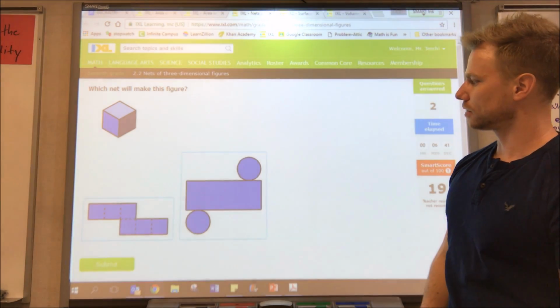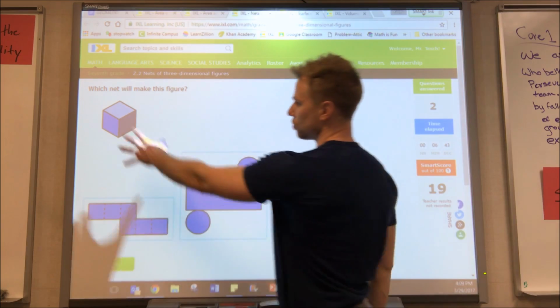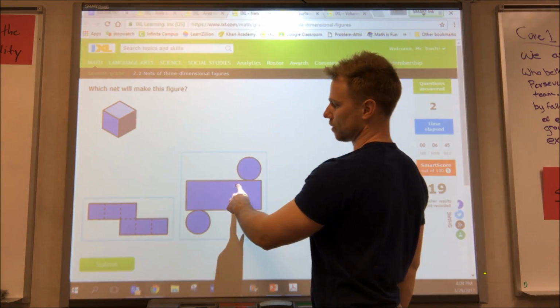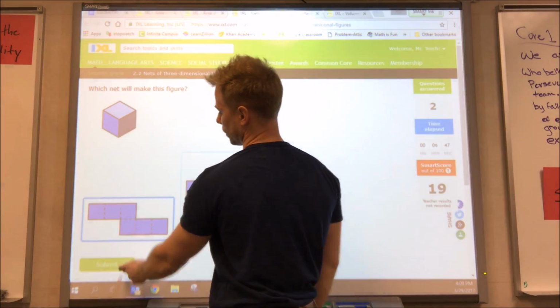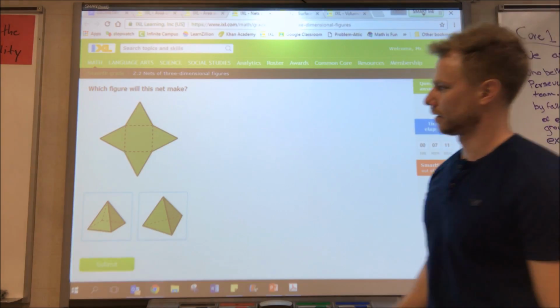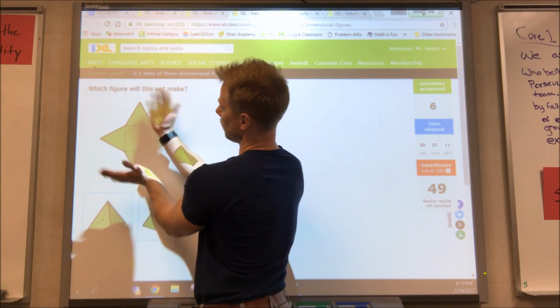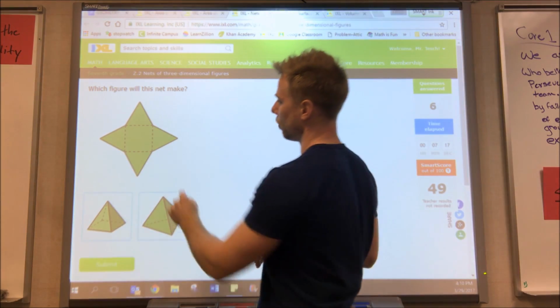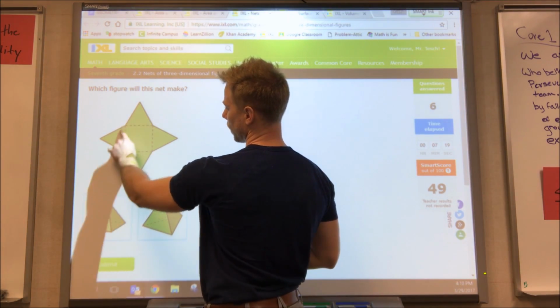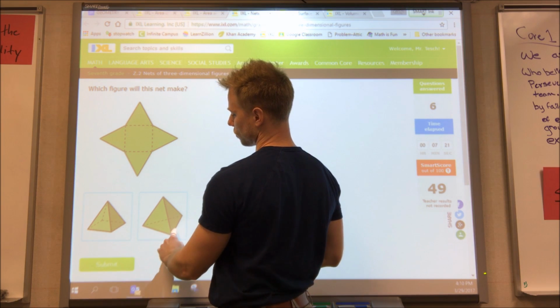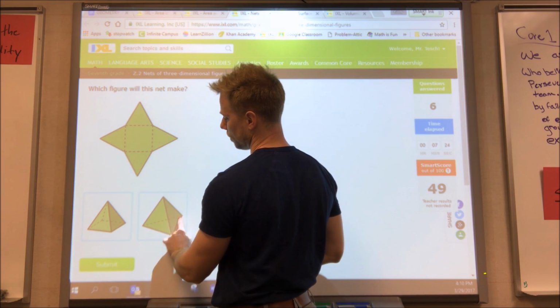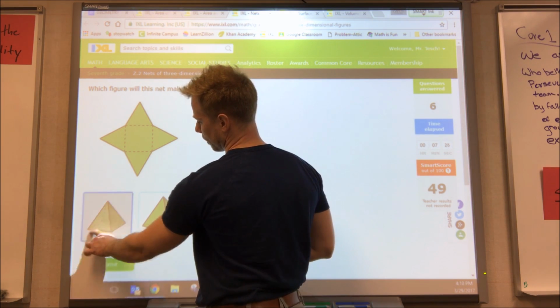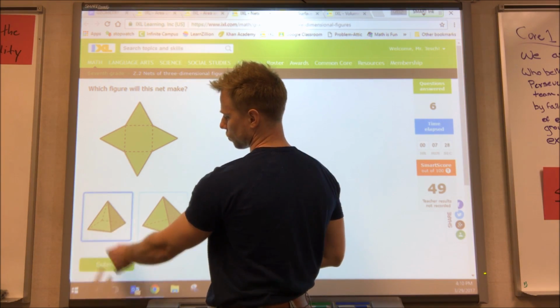Okay, which net will make this figure? Okay, again, there's no circles here, so it can't be this one. It's got to be this one over here. Again, you're going to think of folding these sides up, and since it's triangles, it's going to come to a point. Since the bottom here is a square, we need a base that's a square. The base here is a triangle. The base here is a square, so it's got to be the first one, the square pyramid.